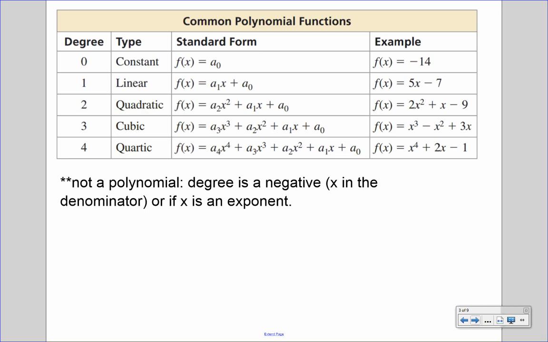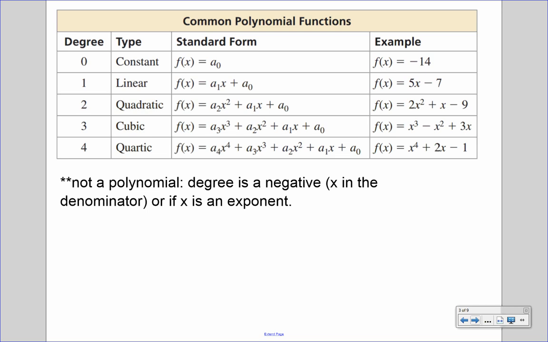So let's read this from left to right. We have an example, negative 14. Any number, negative 14, 5, a million, is what we call a constant, and the degree for this is 0, because we do not have a variable. For the second one, 5x minus 7, the highest degree is 1, so it is linear. The next one, the highest degree is 2, so that's quadratic. The third one is 3, cubic, and the fourth one is 4, quartic.